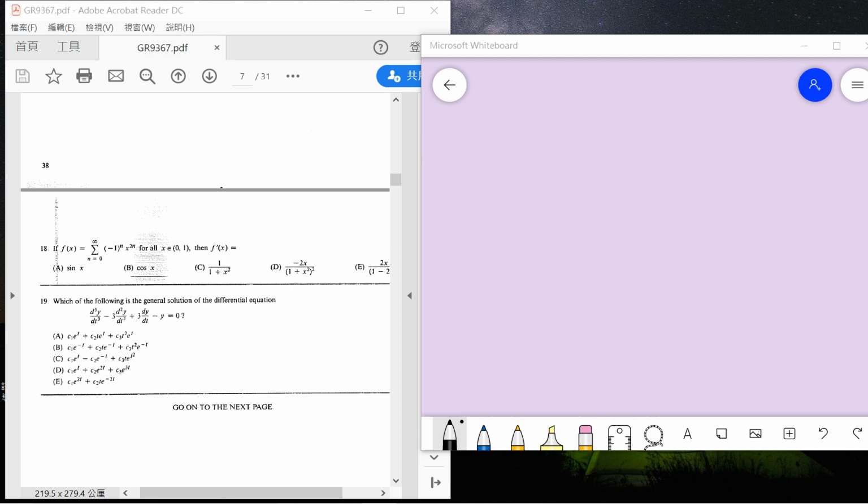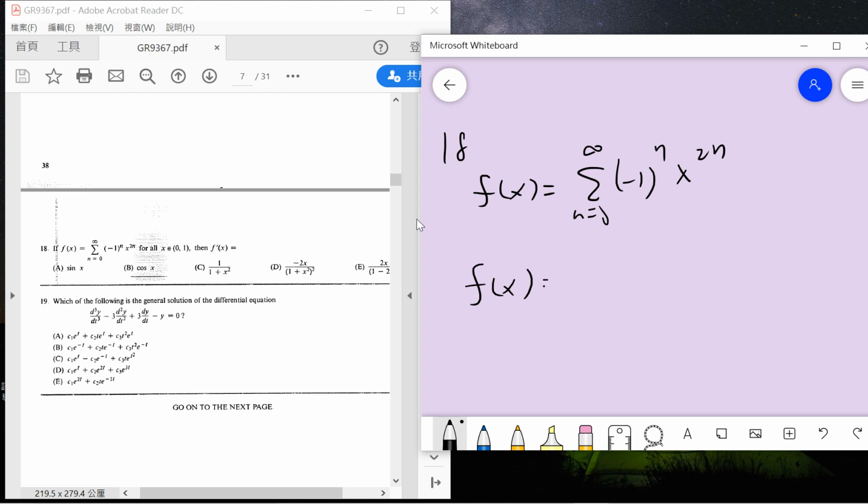Guys, so today we solve 18 and 19 in the GRE Math 9367 form. Question 18 tells you that f of x is this one. So basically you can write this as a geometric series: 1 minus x squared plus x to the 4 minus x to the 6. This is 1 over 1 plus x squared.